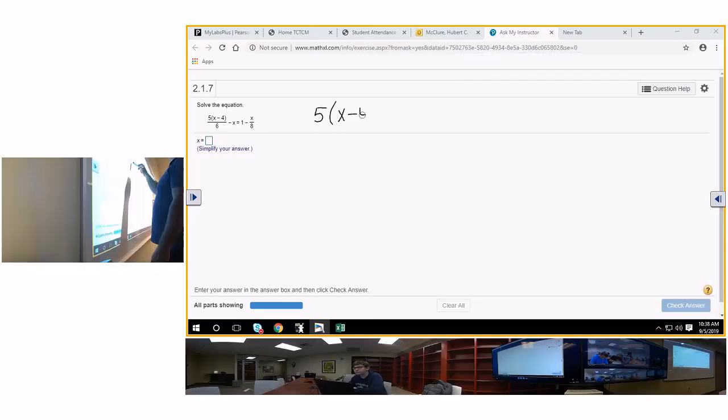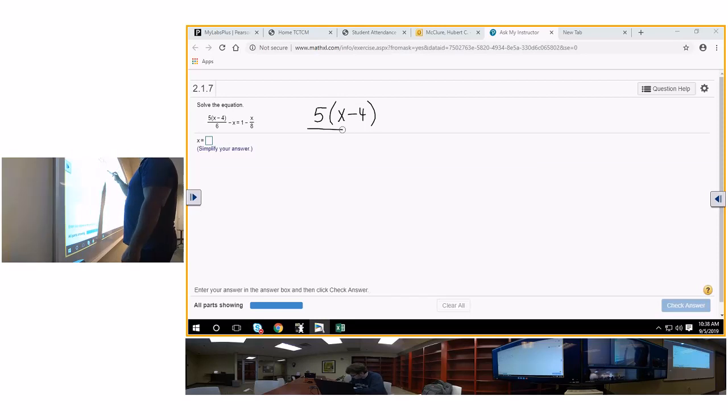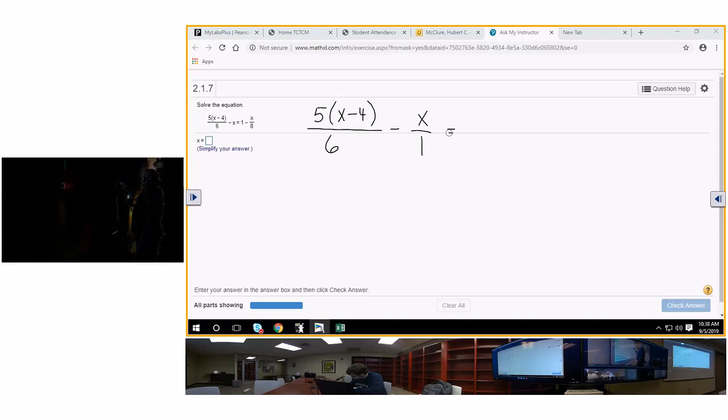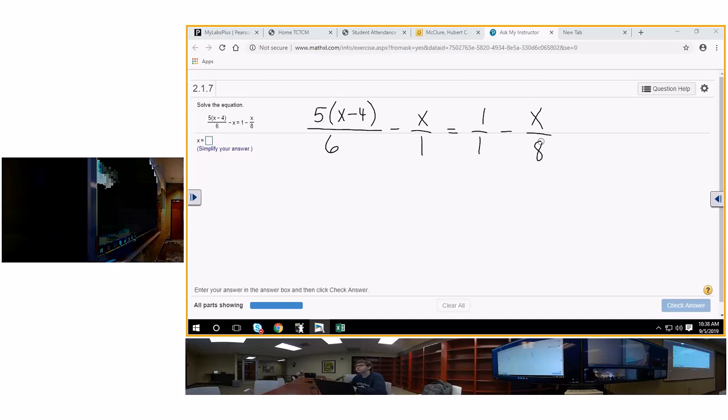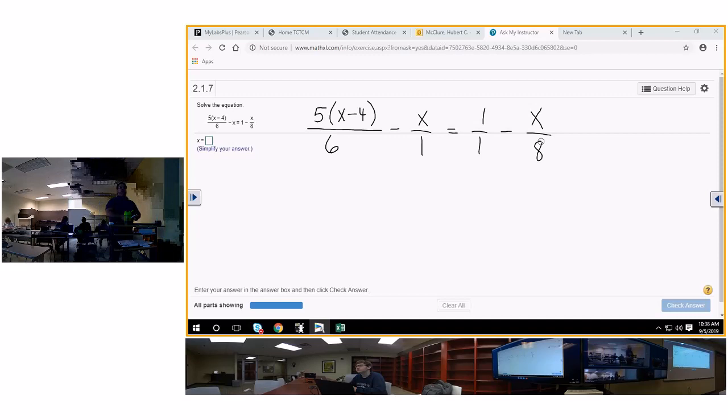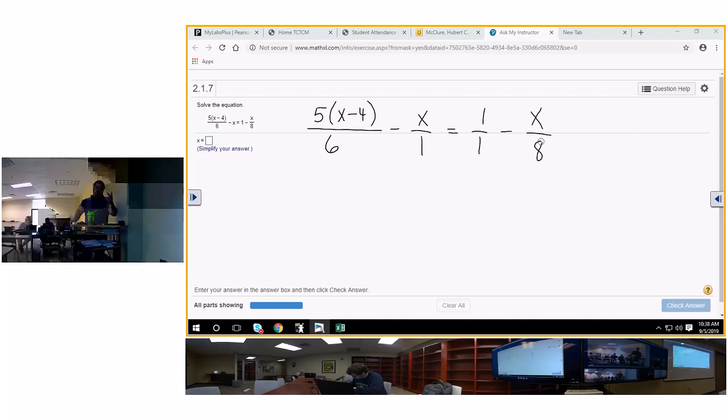5x minus 4 over 6 minus x over 1 is equal to 1 over 1 minus x over 8. This one's really confusing. Now, what do you notice that I do whenever I have a fraction? I make all of them fractions before I even start. Again, that's one of those things, if you do 9 of these problems and you get 9 of them wrong, you might want to start doing what I'm doing.